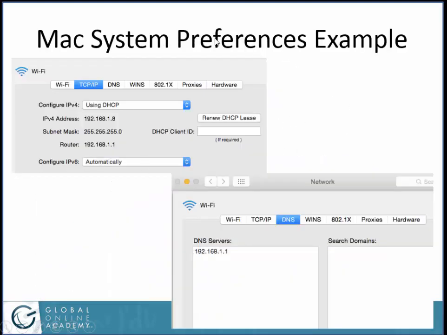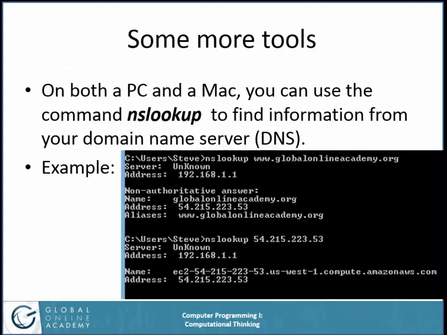On the Mac, when I do the system preferences, advanced, and pick TCP/IP, it says I'm using DHCP. Now it gives the subnet mask in decimal, tells me where my router is located. And when I pick the DNS tab, it tells me here's where my domain name server is located. So you can get this information whether you're on a Mac or a PC.